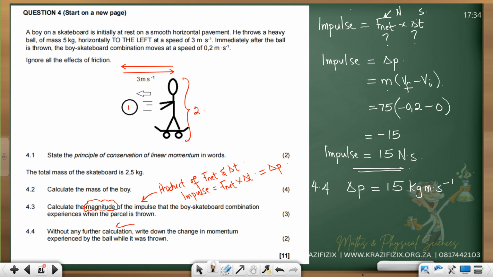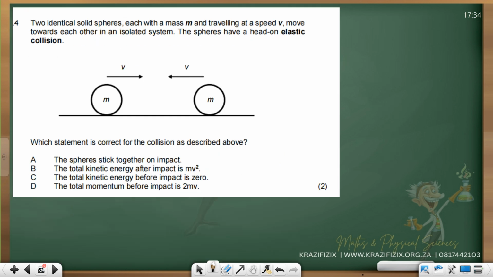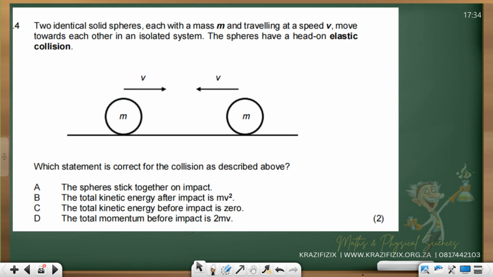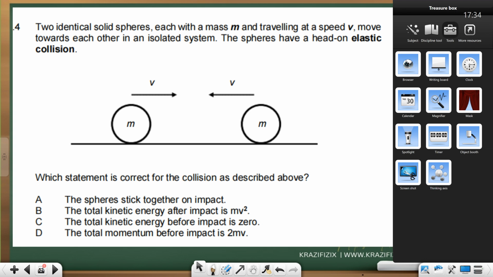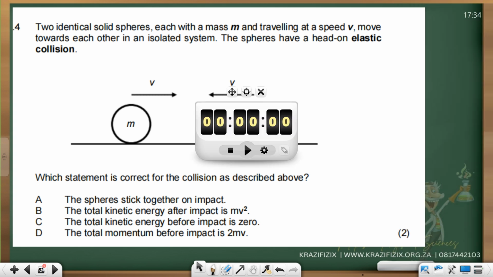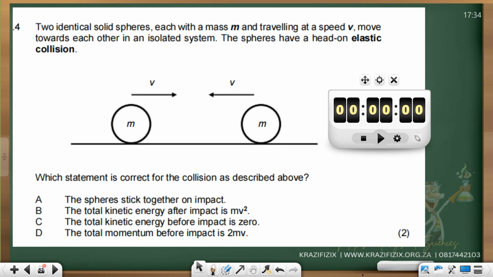But I need a multiple choice. I hope I can get one. All right, let's answer this one. Then we will answer one more structured question. Okay, this one is not so deep, but read clearly. Read the options.